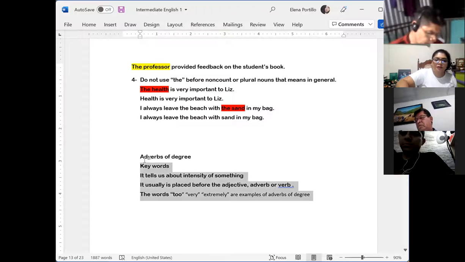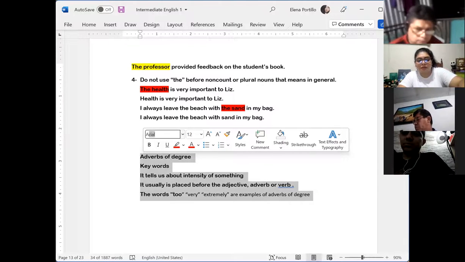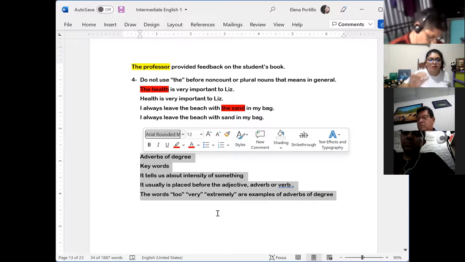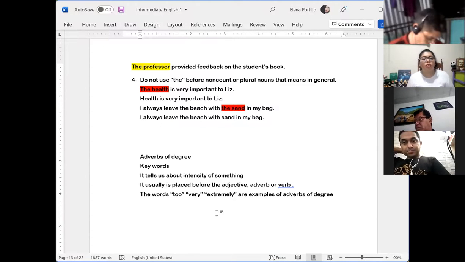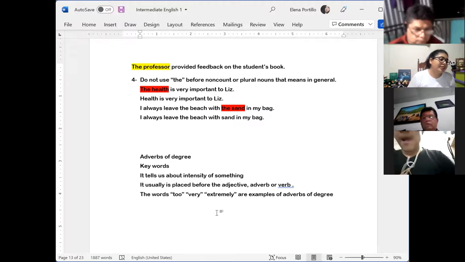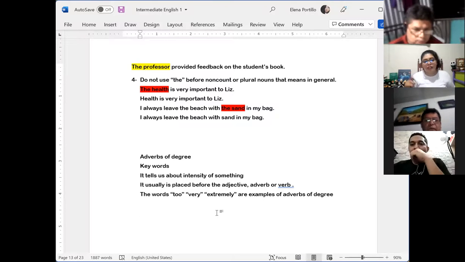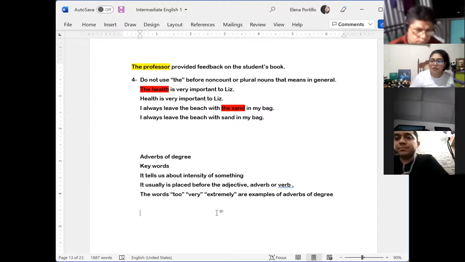Okay. These are the key words or main ideas. First, it tells us about the intensity of something. Then it usually is placed before the adjective, adverb, or verb that they modify. The words too, very, and extremely are examples of adverbs of degree.